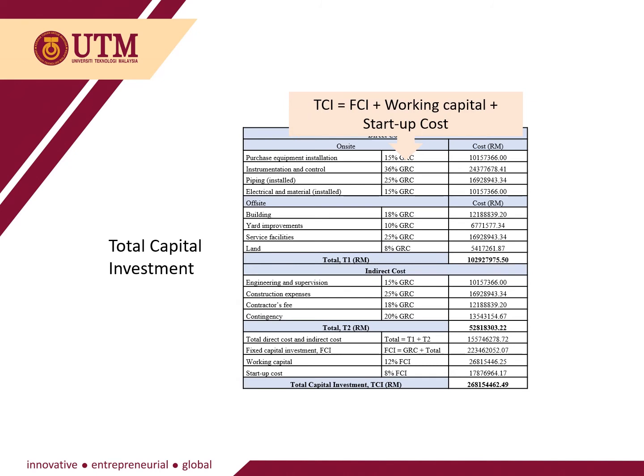In order to calculate the total capital investment, the initial working capital is usually about 12% of the fixed capital investment, whereas the startup cost is 8% of the fixed capital cost. So the TCI is actually equal to the FCI plus working capital and the startup cost. The calculation is based on a percentage basis of the grassroots capital. So from here, in the end, we will get the total capital investment. It's about more than 200 million.